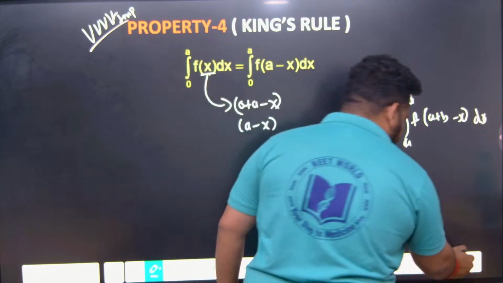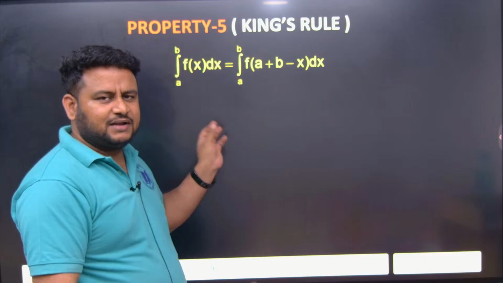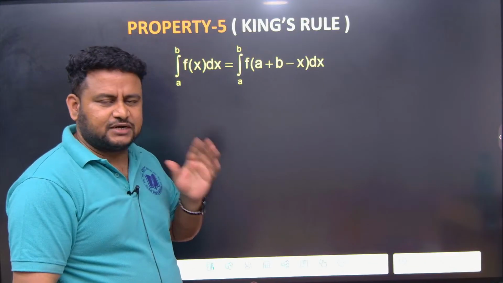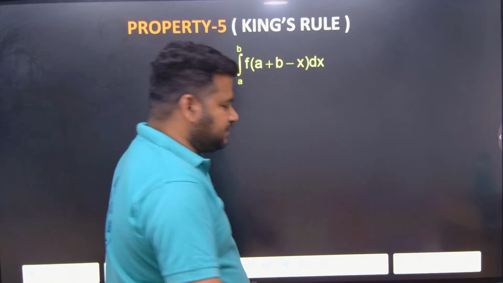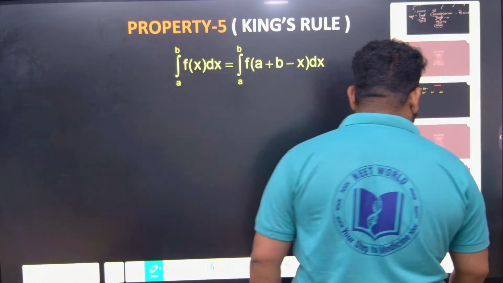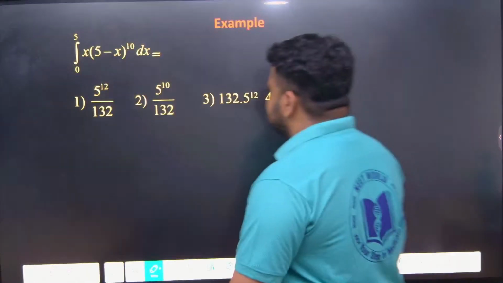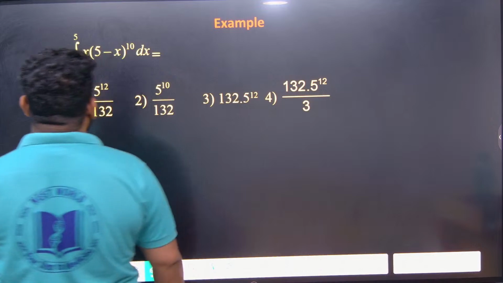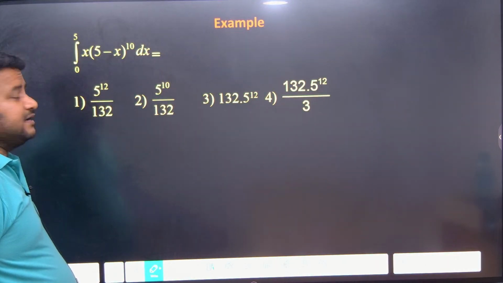Why am I writing this? Because it is the same as this property. What you have to do is replace x by upper limit plus lower limit minus x. Then you solve the question. So based on this, let us see a question example. See here, they have given 0 to 5 x into (5 minus x) to the power of 10 dx.